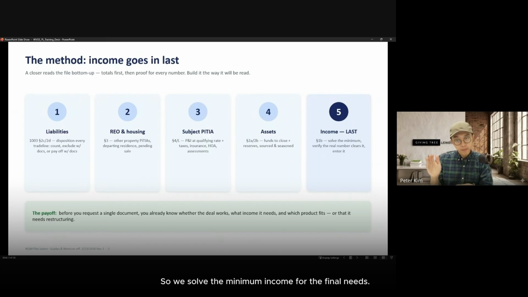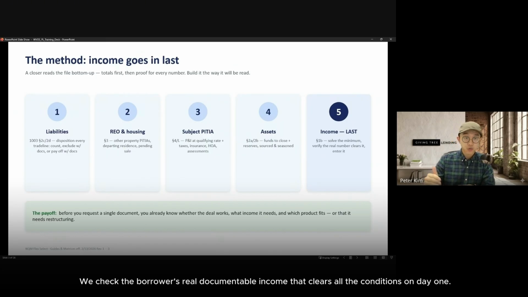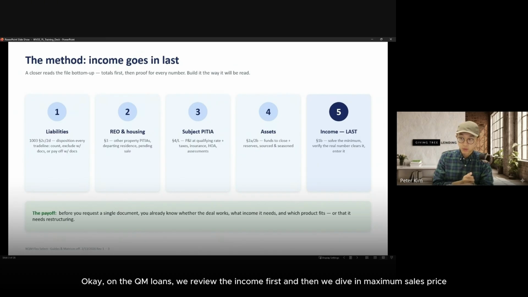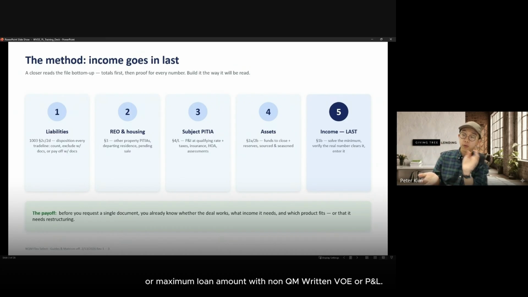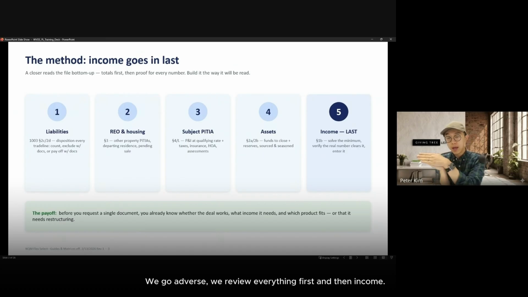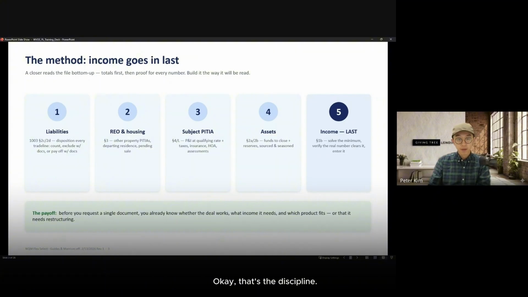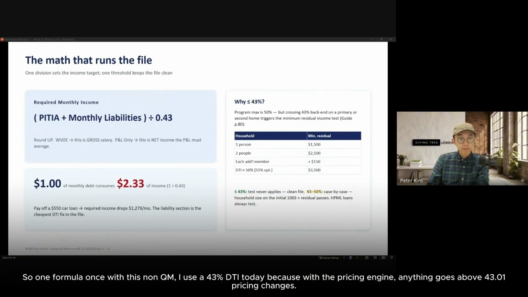So we solve for the minimum income the file needs. We check the borrower's real documentable income that clears all the conditions on day one, okay? On QM loans, we review the income first, and then we determine the maximum sales price or maximum loan amount. With non-QM written WVOE or P&L, we go in reverse. We review everything first, and then income, okay? That's the discipline.